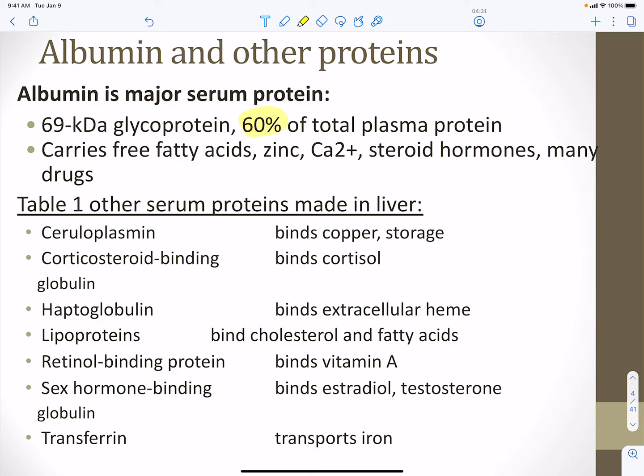So albumin is a major protein, but there are other proteins that are going to be made by the liver and they're in the serum. You have ceruloplasmin, which is going to bind to copper. We have our corticosteroid binding globulin. Again, that's a form of serum albumin. There's kind of a globulin-like molecule that will help bind cortisol and get it where it needs to go. We have haptoglobin, which is going to be important for heme. We already know about our lipoproteins. We have other globulins that are important for binding to other hormones, as well as transferrin, which transports iron.